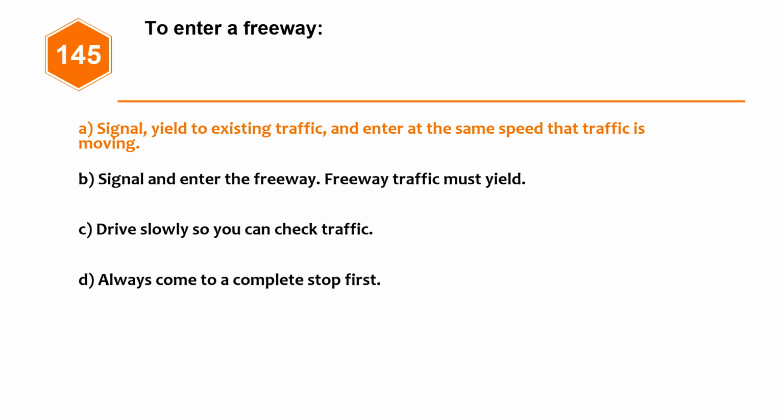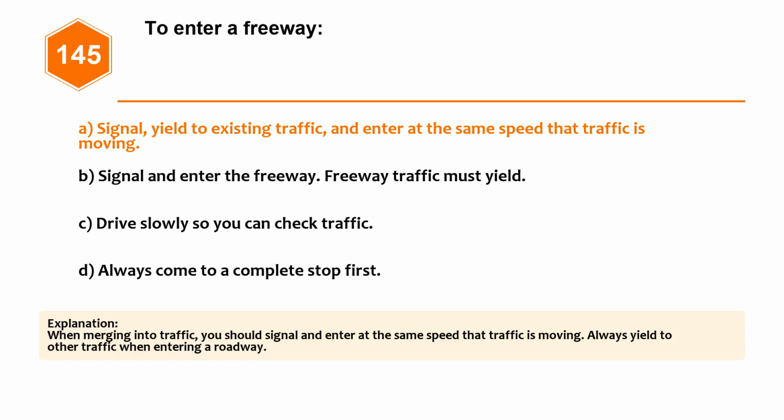The correct answer is option A. Signal, yield to existing traffic, and enter at the same speed that traffic is moving. Explanation. When merging into traffic, you should signal and enter at the same speed that traffic is moving. Always yield to other traffic when entering a roadway.